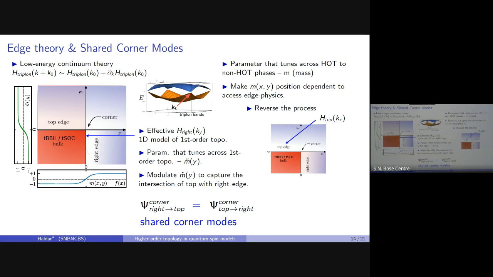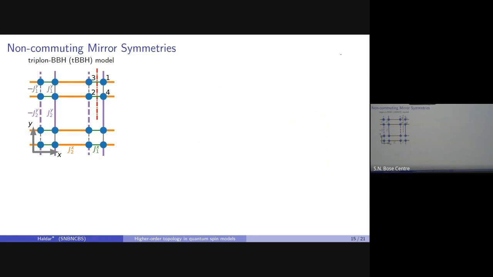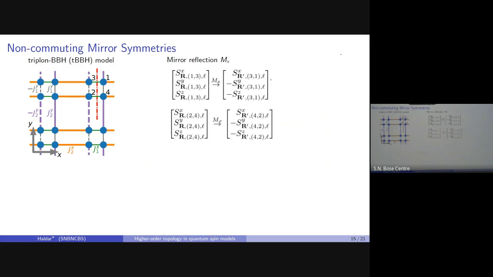So in both these models, we found that these corner modes are shared, and these are shared Kripton corners. All right? Okay, so next one. I talked about the mirror symmetries in the BBH model. These symmetries also exist for a Kripton BBH model, and they look something like this.